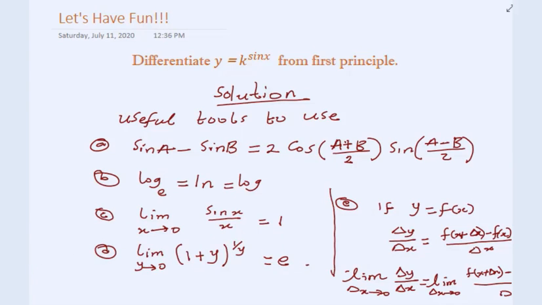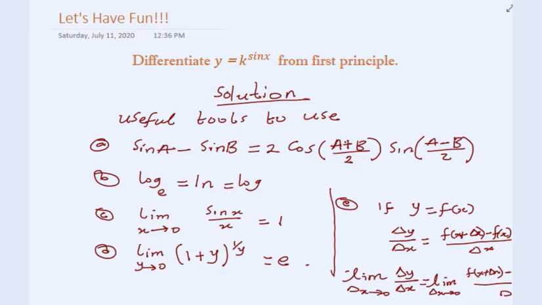Before I start, I'm going to be telling you what I'm going to be using alongside the proof. So that is what I have written there. I said useful tools to use. That is what I'm going to be needing while solving this question from first principle. Of course, this is from trigonometry: sine A minus sine B equals 2 cos of (A plus B) over 2, sine of (A minus B) over 2. That is the product formula.